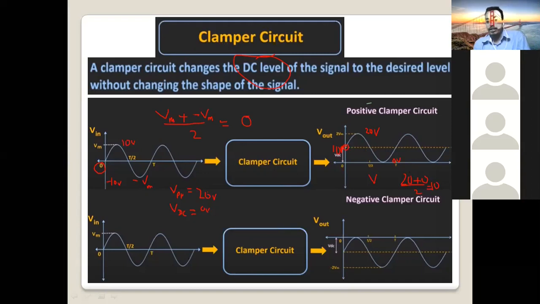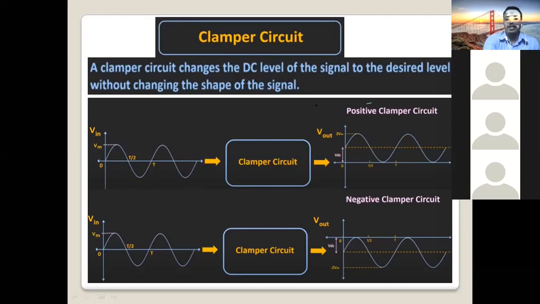A clamper circuit is a wave shaping circuit which is used to change the DC level of a signal without changing the shape of the waveform. Okay.